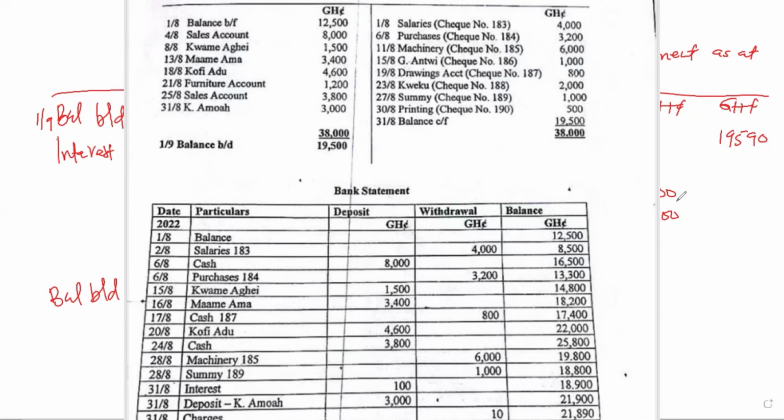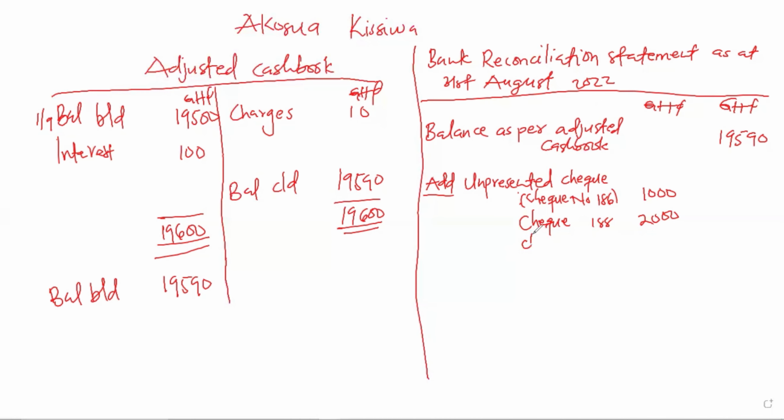Then we see 1,000, which is check number 189. When we come here, we see that 1,000 is also there. Then there is 500, which is the last one. When we come here, we don't see that 500. So there is another unpresented check, which is check number 190, which is 500.